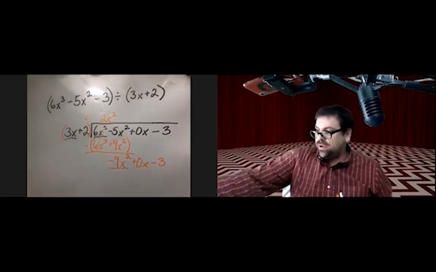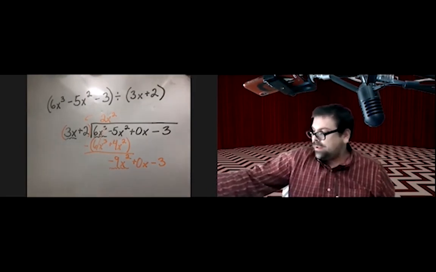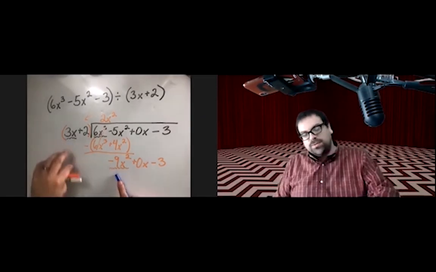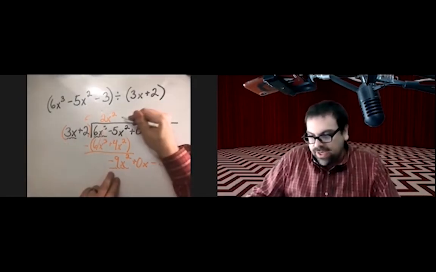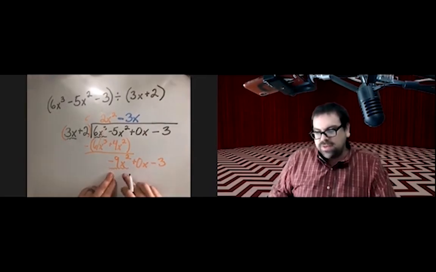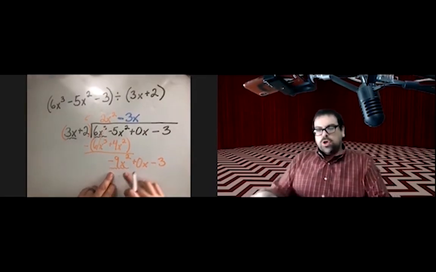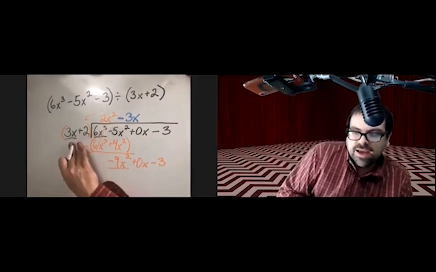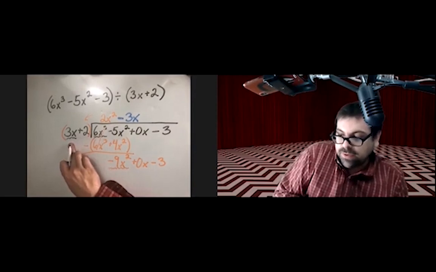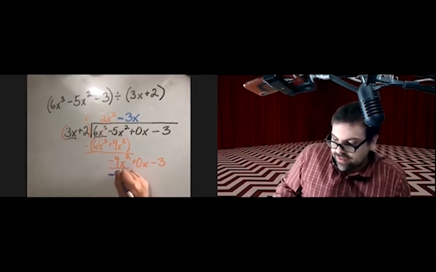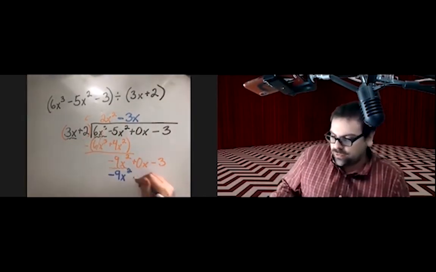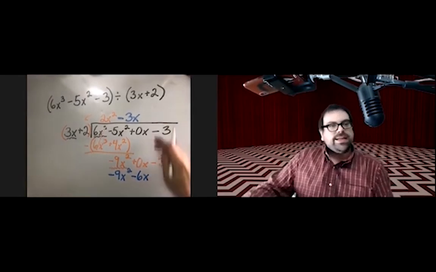Ask yourself, positive 3x times what is negative 9x squared? Positive 3x times negative 3x would be negative 9x squared. Multiply around the corner. Negative 3x times the entire 3x plus 2. Negative 3x times positive 3x is negative 9x squared. Negative 3x times positive 2 is negative 6x. This is why we needed the placeholder column.